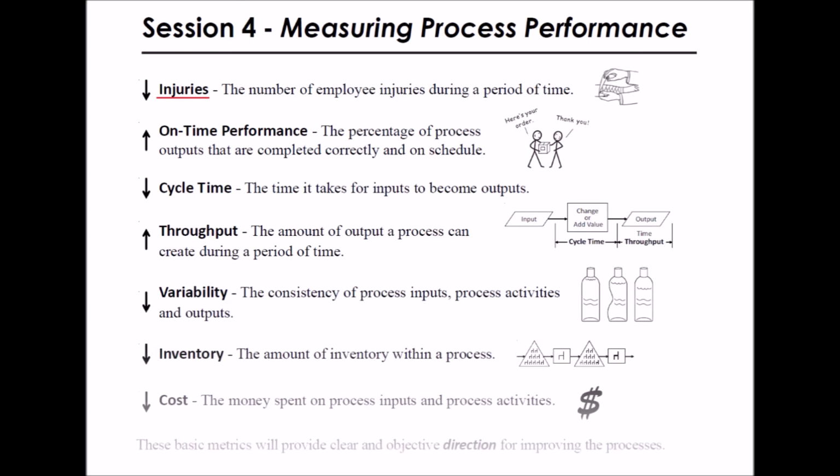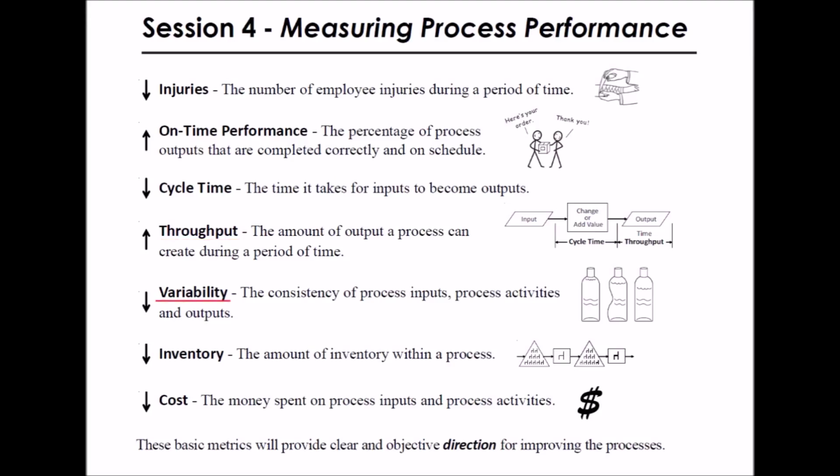The first metric is injuries, which is the number of employee injuries during a period of time. The second metric, on-time performance, is the percentage of process outputs that are completed correctly and on schedule. The third metric is cycle time, the time it takes for inputs to become outputs. The fourth is throughput, the amount of output a process can create during a period of time.